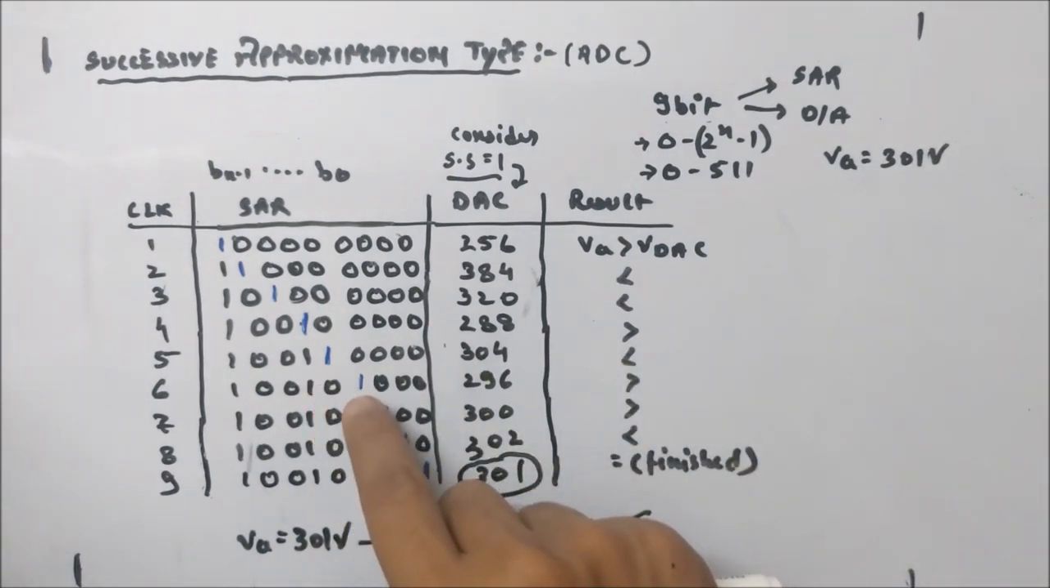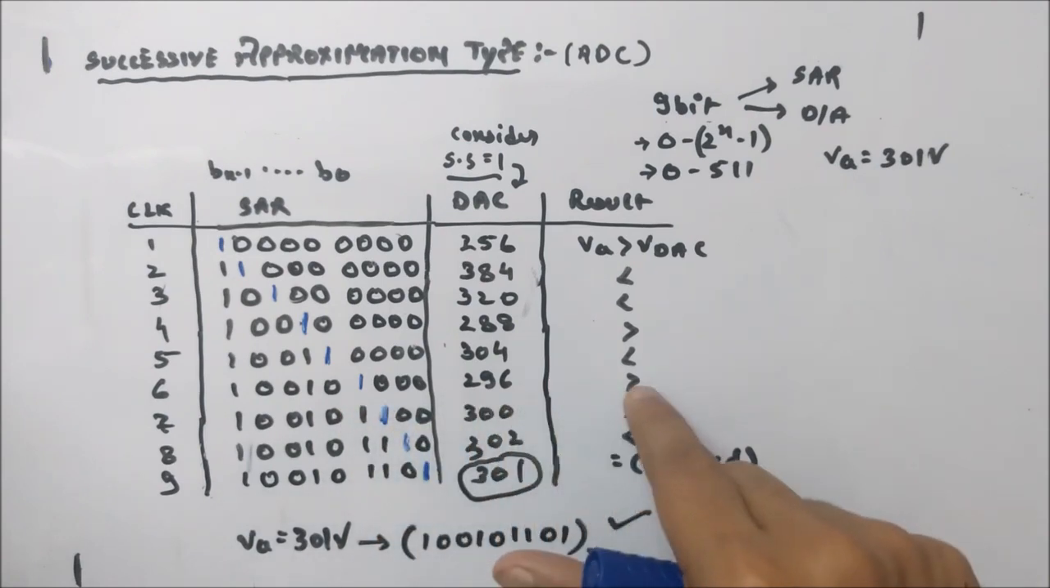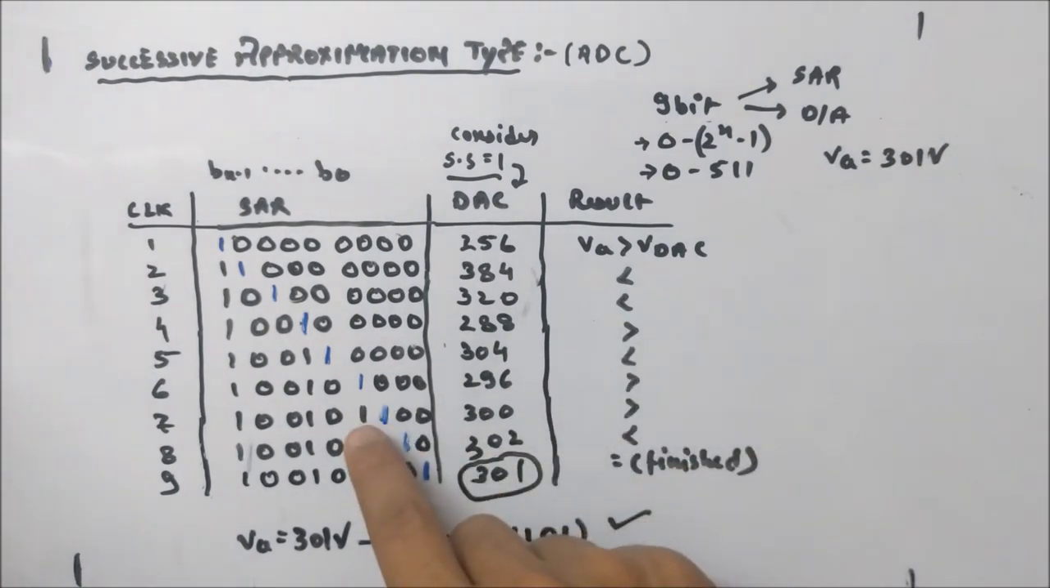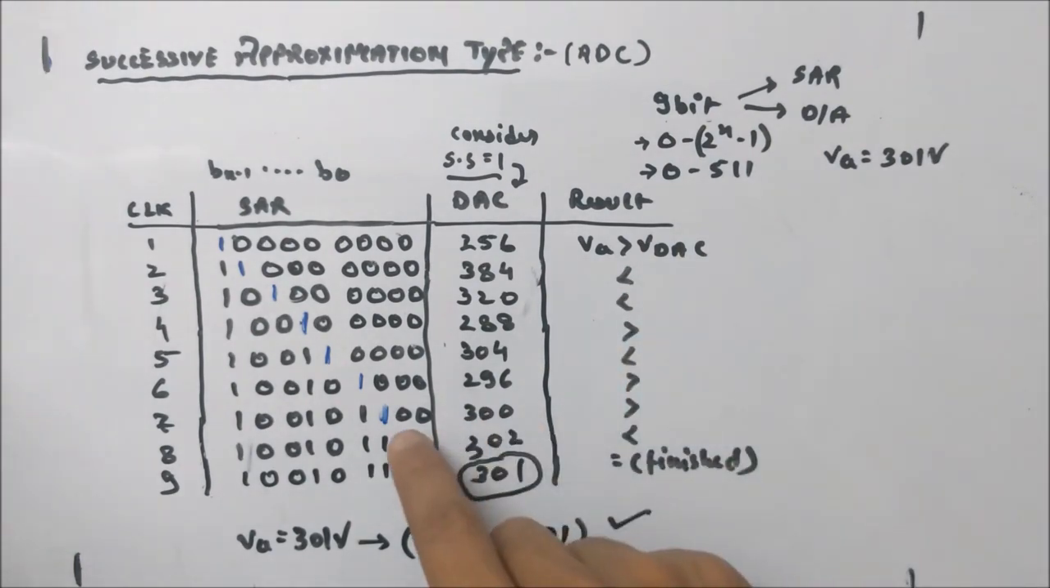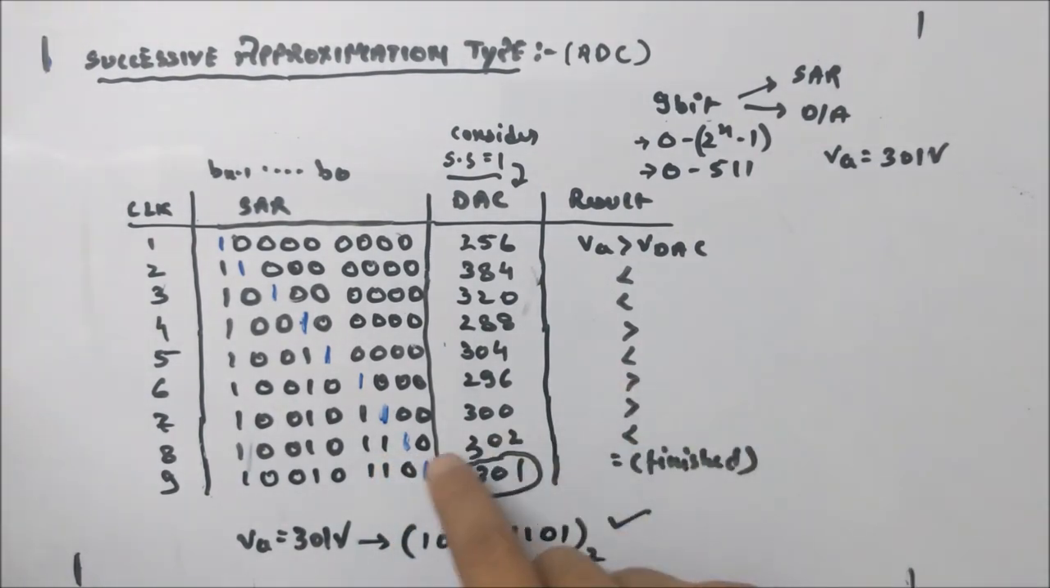Then this bit will be in check. 296 is less than 301, so that is why this will be set to 1. Then this bit will be in check. 300 is less than 301, that means this will also be set to 1. Next bit will be in check. 302 is greater than 301, that is why this will be set to 0, and rest all the bits you have already set.